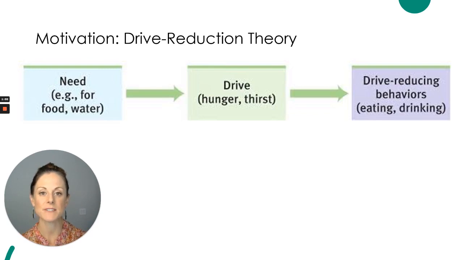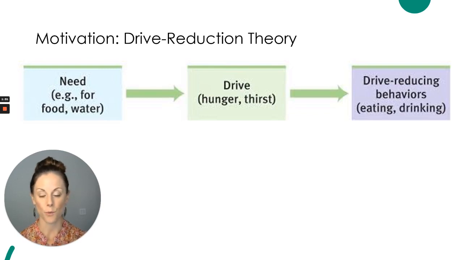Some examples here that you see on your screen are for these primary or basic essential needs, like for food or for water. Our body requires these things. So if we are deficient in food or water, it creates a hunger or a thirst drive that then motivates us to engage in certain behaviors like eating or drinking that will then satisfy that need or that deficiency in food or water.